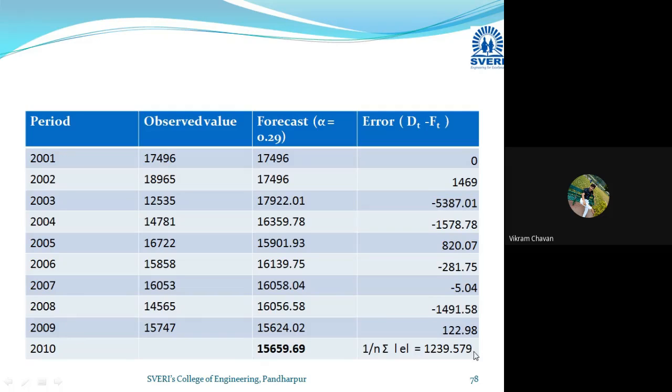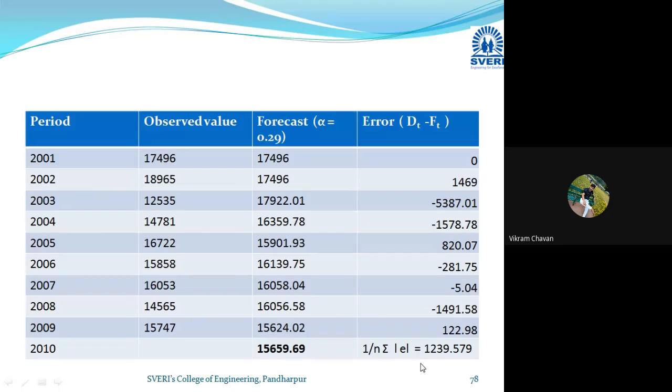I'm getting 1239.579. That will be the error. We have calculated the error because whichever forecast gives us the lower error, that forecasting we are going to consider as the better forecasting.